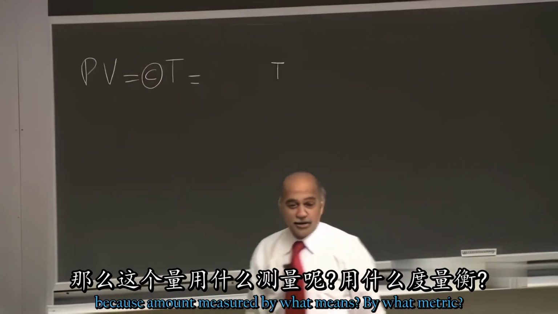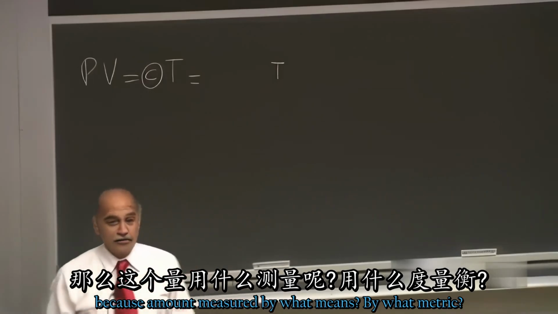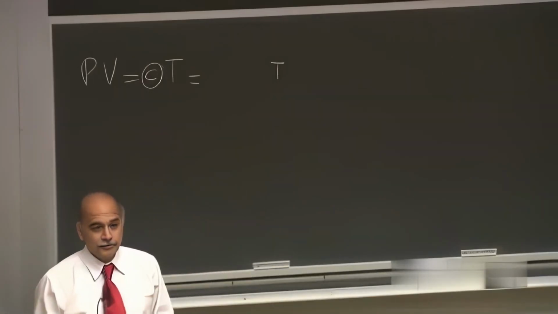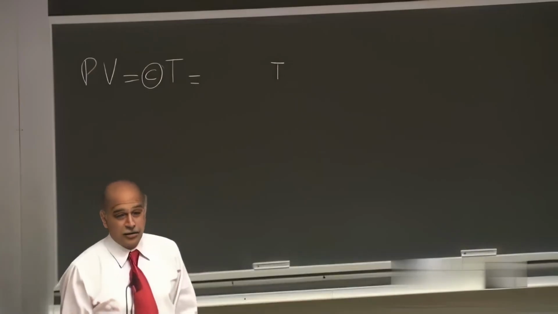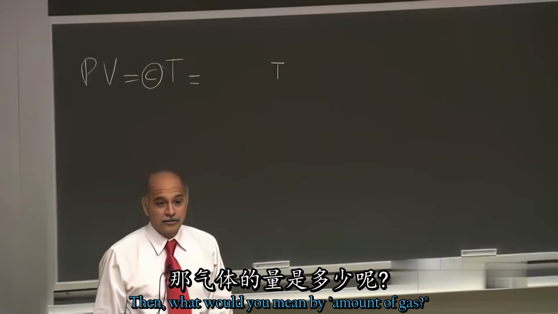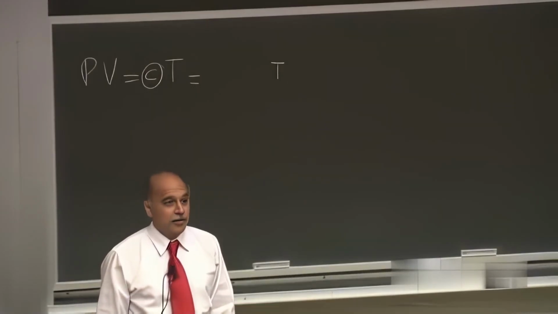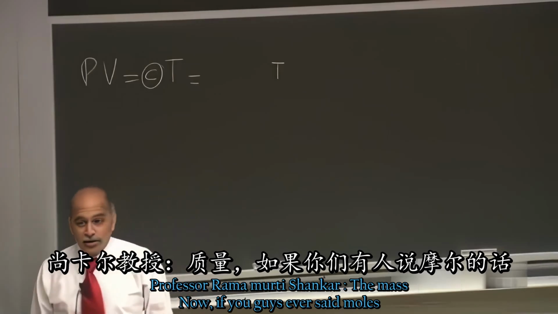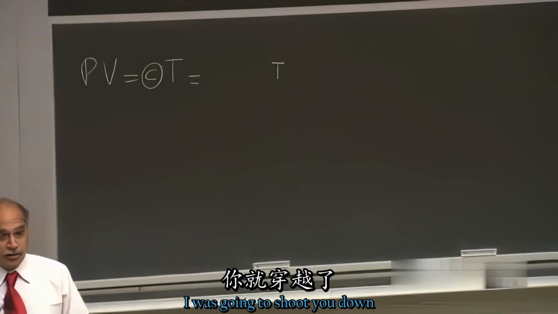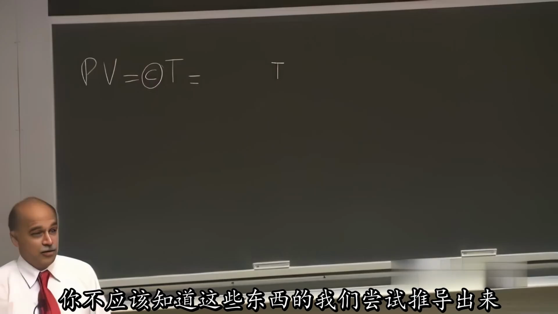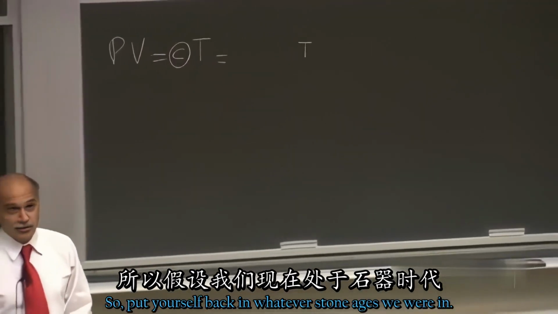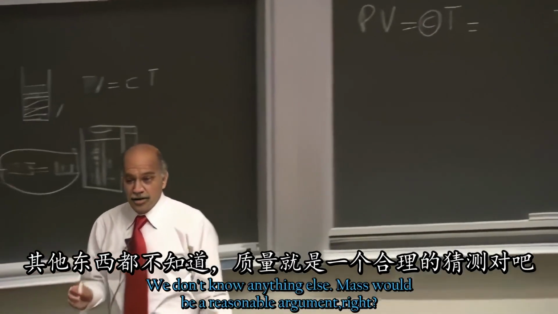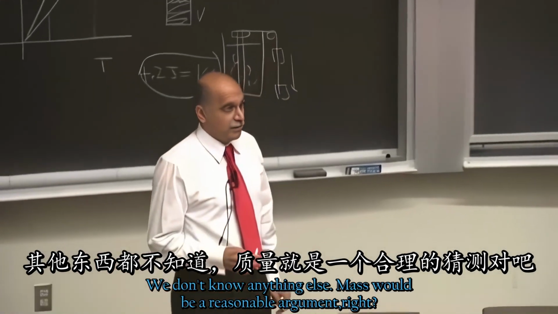Because amount measured by what means? By what metric? Probably number of particles. Right. Suppose you were not aware of particles. Then what would you mean by amount of gas? Mass. The mass. Now, if you guys ever said moles, I was going to shoot you down. You're not supposed to know those things. We are trying to deduce that. So put yourself back in whatever Stone Ages we were in. We don't know anything else. Mass would be a reasonable argument, right?